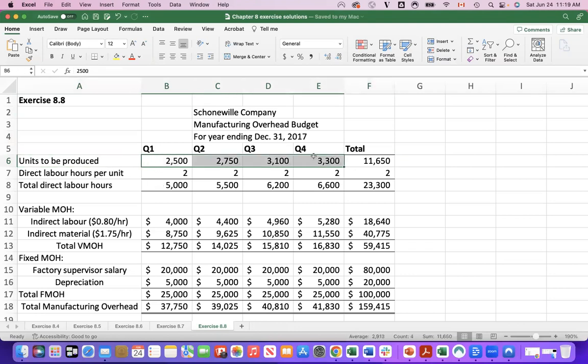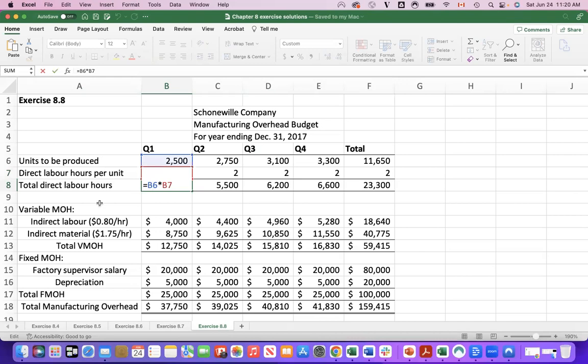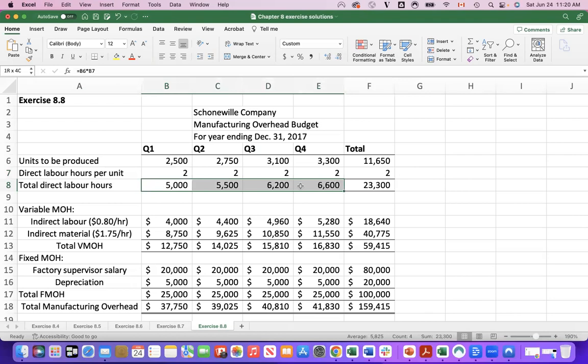So units produced, they gave us 2,500 in Q1, 2,750 Q2, 3,100 in Q3, and 3,300 in Q4. Each unit, they said, requires 2 direct labor hours to be produced. So total direct labor hours we expect to incur in Q1 is 5,000, and we simply multiply the 2 to get that. 5,500 in Q2, 6,200 in Q3, again multiplying the 2 together, 6,600 in Q4. The reason we're doing this conversion is because variable manufacturing overhead is based off of the amount of labor hours we expect to incur.